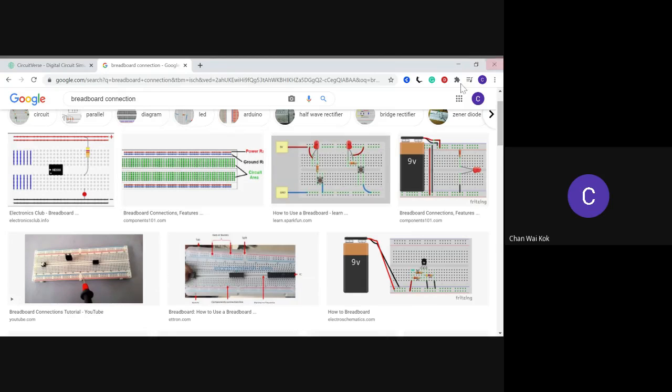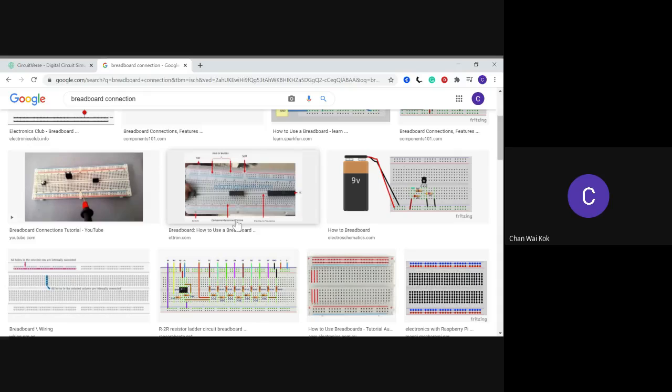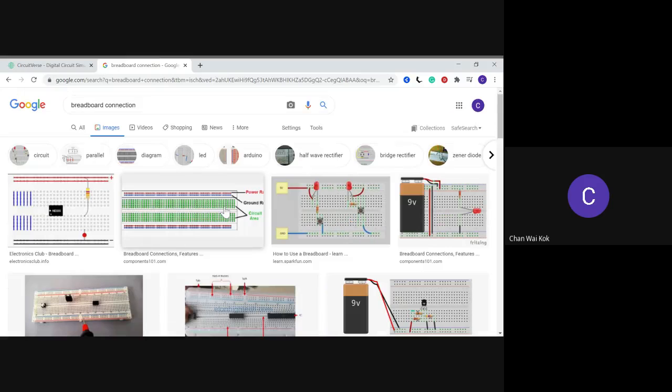I think this is the wrong way of doing it, because it connects to the LED first before the resistor. This is how you put the chip inside the breadboard. You put it here, then you can connect all the wires from here, here, and here. Okay, let's look at the LED.